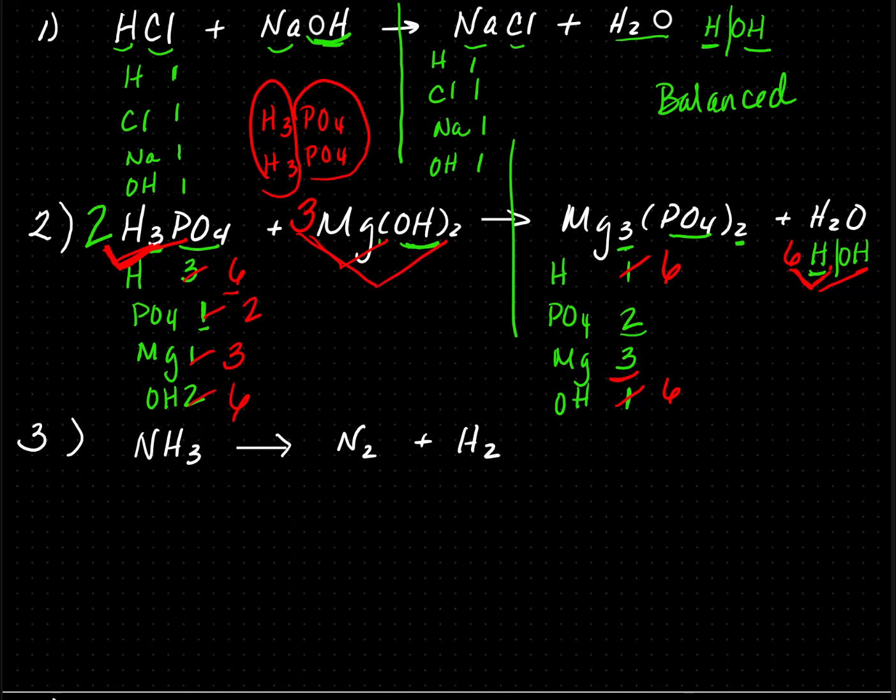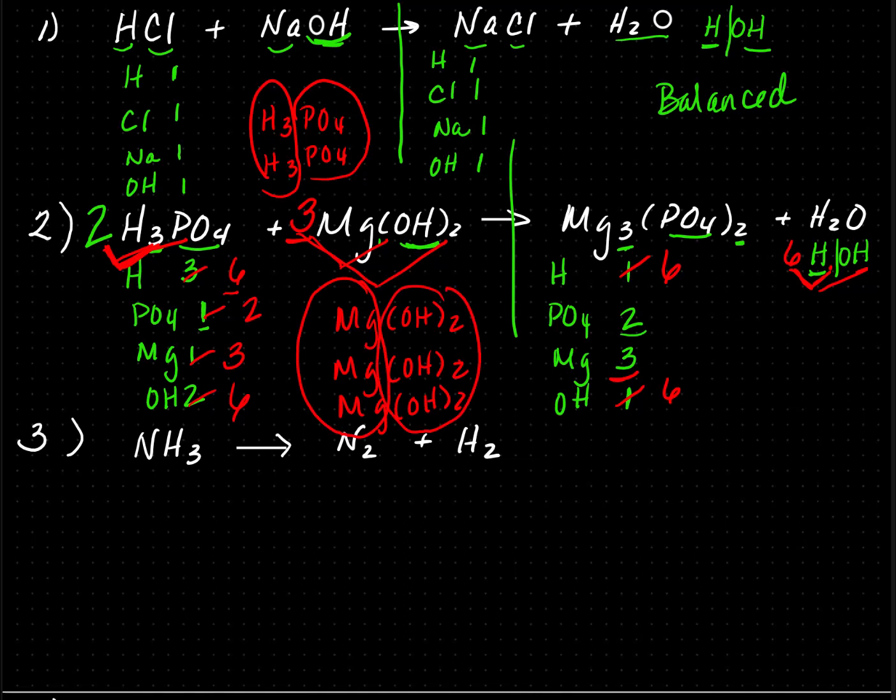So if I have a coefficient of 3 here, it's the same thing as writing magnesium hydroxide 3 times. And so if I count this, there's 3 Mg's and there's 6, 2, 4, 6. Same thing here. If I put 6 H2O's, it's writing water 6 times. So there's 6 hydrogen and 6 hydroxides.